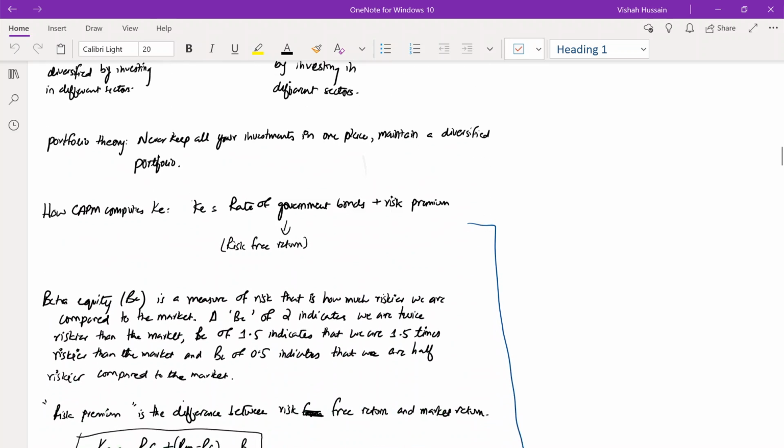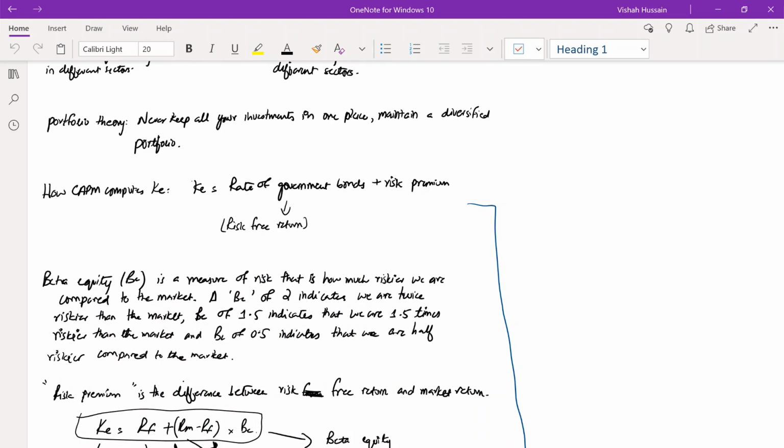Portfolio theory says never should you keep all your investments in one place. Why? Because if you will be making a loss in one of them, then there is a chance that you will be making a loss for a large amount of money. That is, if you have all your investments at one place and that fund is making a loss, then all of your money will be lost.